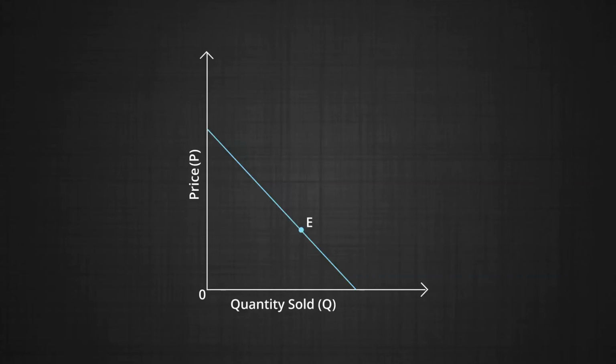Assume point E anywhere on this demand curve. The price elasticity of demand at the point E is given by a ratio of the length of the line segment EQM to the length of the line segment ES.